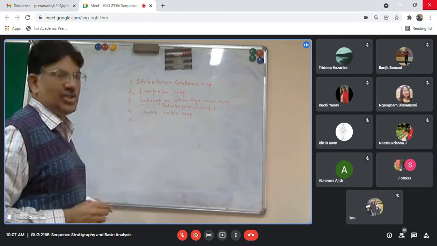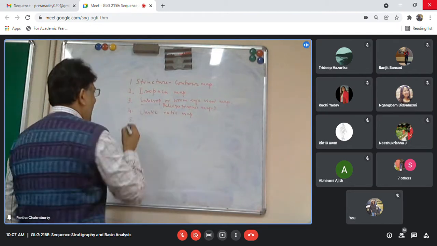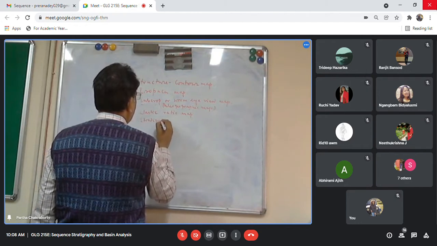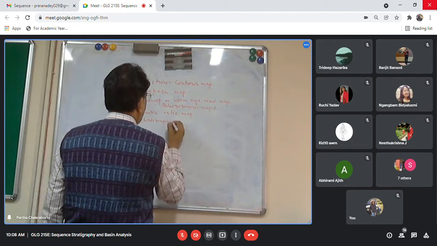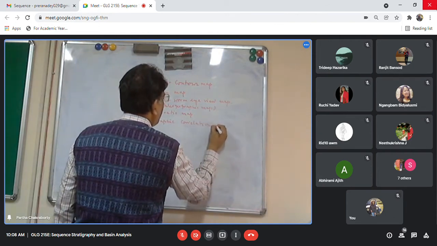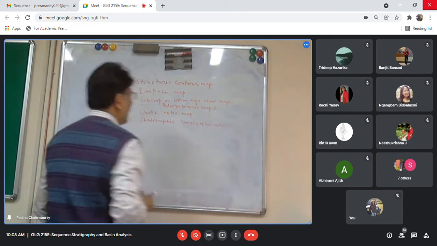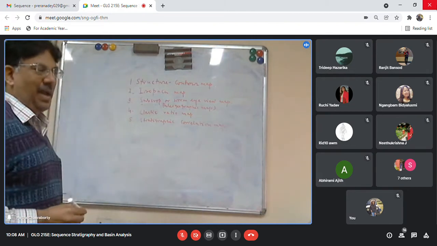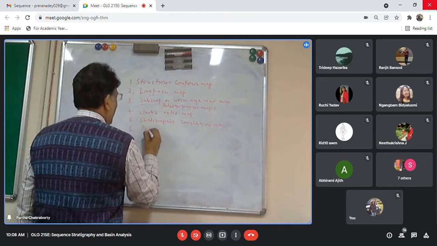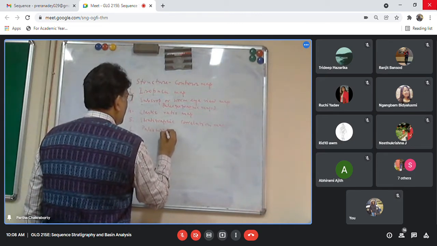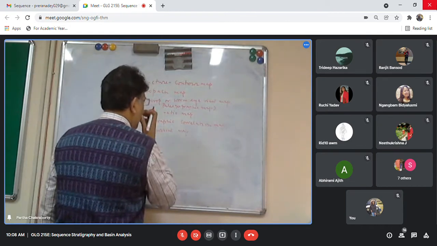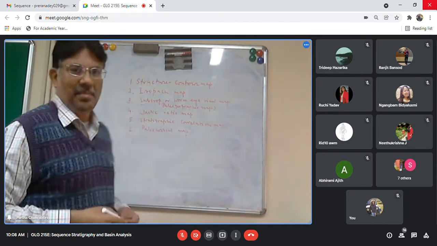Number five, stratigraphic correlation map. Number six, paleocurrent map.